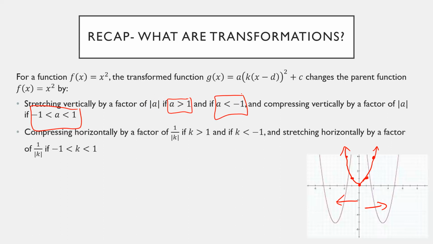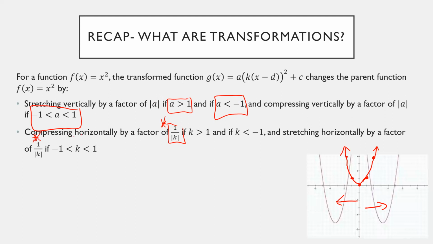We say it's horizontally compressed by a factor of 1 over k if k is greater than 1, and if k is less than -1. We always say that it's horizontally compressed by a factor of 1 over |k|, the absolute value of k. That's really important that you remember, because if the k value is negative, it doesn't matter. Whenever we talk about the factor that it's horizontally compressed or stretched by, we always look at the absolute value of k. This is always the one that tends to throw people off. It's horizontally compressed or stretched by a factor of 1 over |k|.